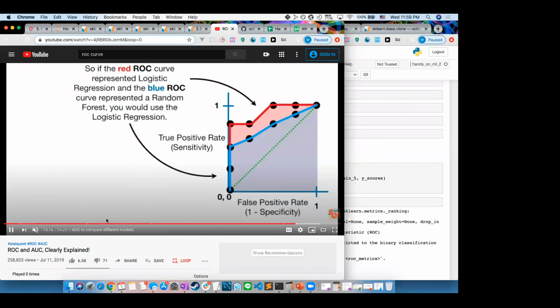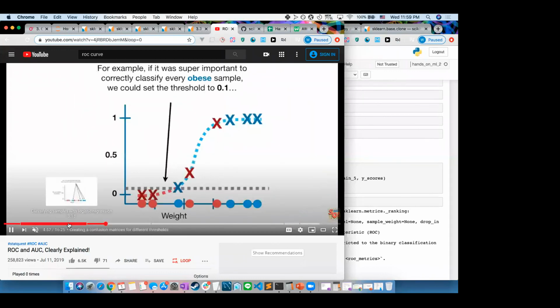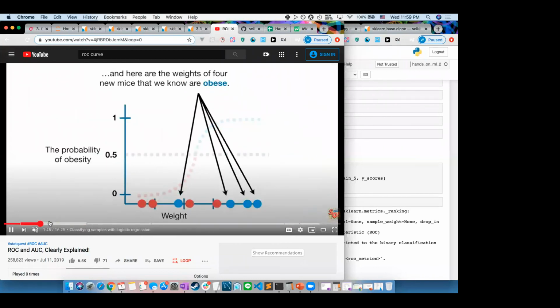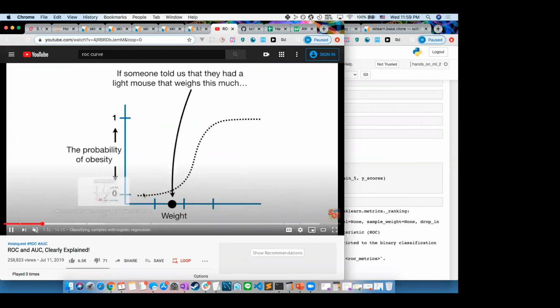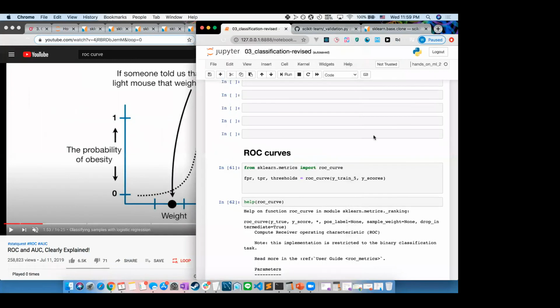It compares, and it uses logistic regression as a case, so it's very nice to go through this visually, and I think you guys will have a much better understanding of what's going on here.